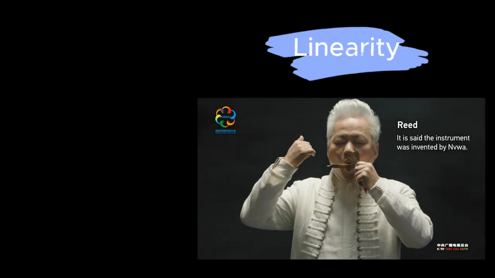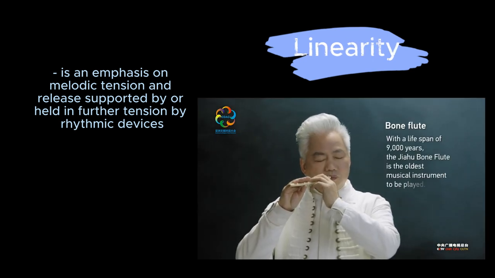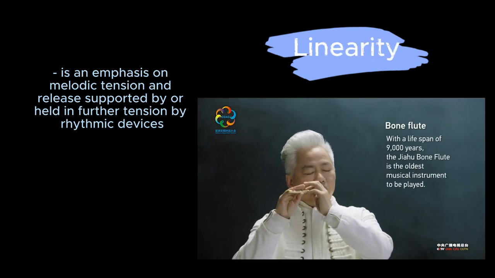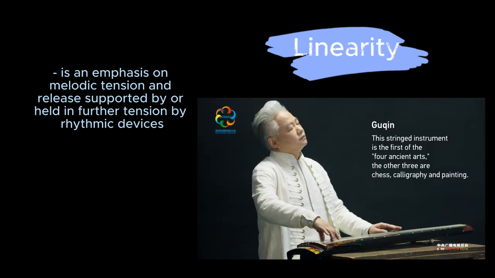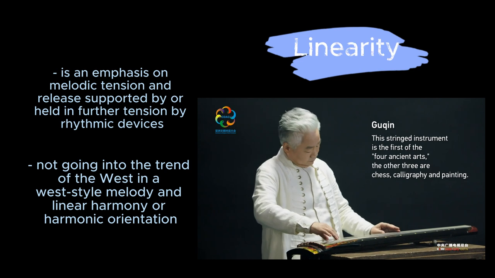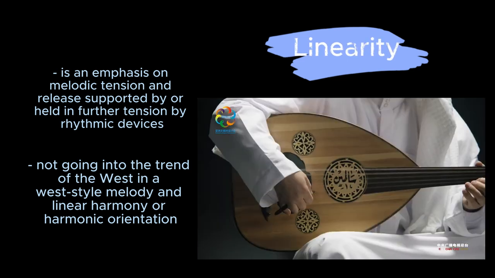First off, let me present to you the unique rhythmic and melodic aspects of selected Asian countries in this lesson. The first aspect is linearity. It is an emphasis on melodic tension and release supported by or held in further tension by rhythmic devices. This explicates that this aspect of Asian music takes itself into different heights by not going into the trend of the West in a West-style melody and linear harmony or harmonic orientation.